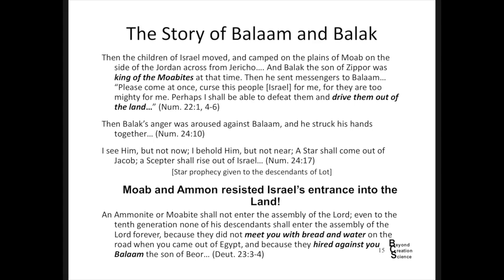An Ammonite or Moabite shall not enter the assembly of the Lord, even to the 10th generation. None of his descendants shall enter the assembly of the Lord forever, because they did not meet you with bread and water on the road when you came out of Egypt, and because they hired against you Balaam, the son of Beor. Ammon and Moab were cursed because of their failure of hospitality. They selfishly tried to bar the children of Israel from their own lawful promised land.